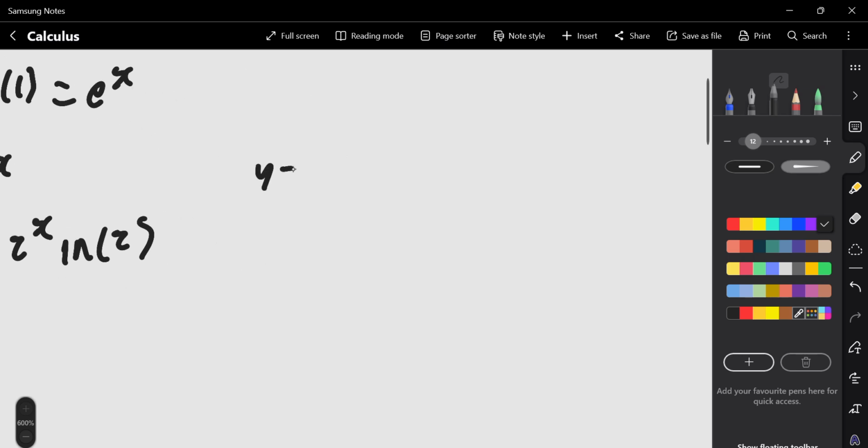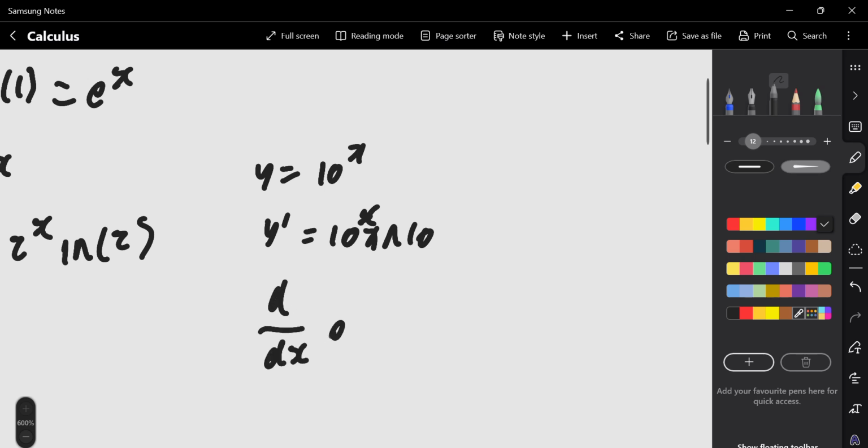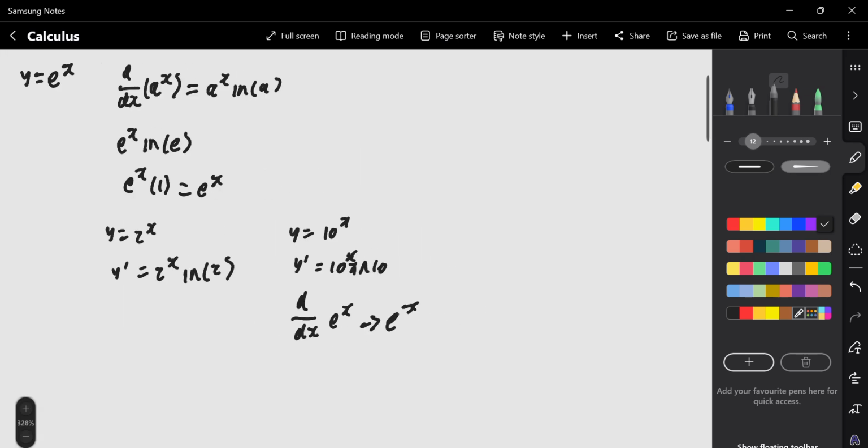Similarly, if we look at y equals 10 to the x, our derivative is going to be 10 to the x ln 10. But the derivative of e to the x is always e to the x, because e is our base and ln of e is 1. So nice and simply, the derivative of e to the x is just e to the x.